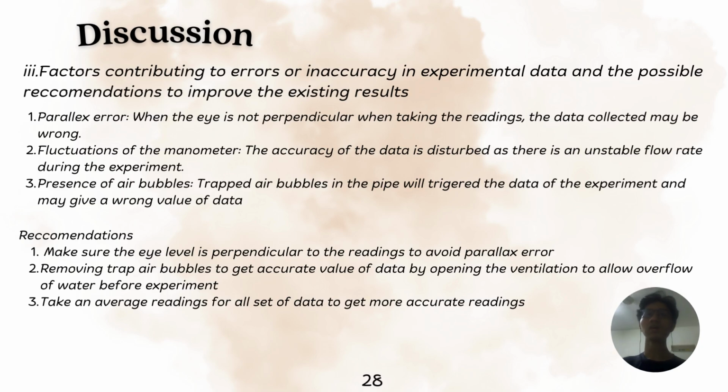So first is the parallax error. This happens when the eye is not perpendicular when taking readings, and the reading may be wrong. Next is the foundation of the manometer. The accuracy of data is disturbed as there is an unstable flow rate during the experiment. Next is the presence of air bubbles, which will affect the experiment and give wrong values of data.